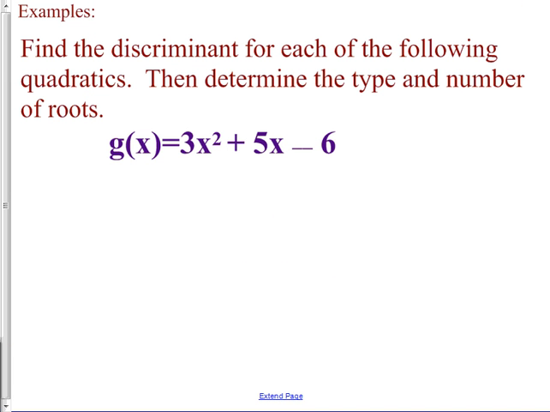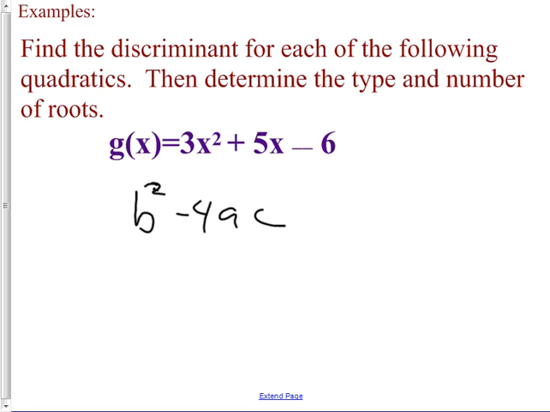All right. Please do this one all by yourself, and I want you to tell me 2 things. The discriminant and, therefore, how many answers this equation has. I'll pause while you try that.